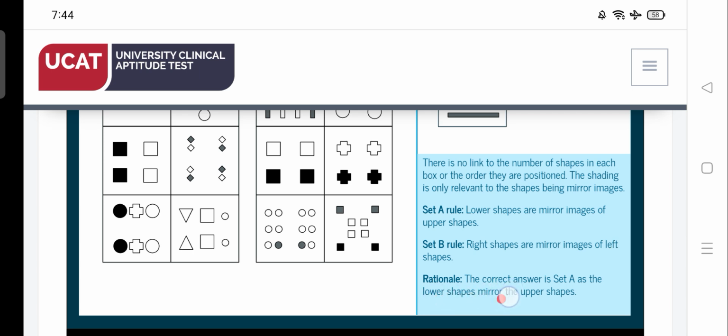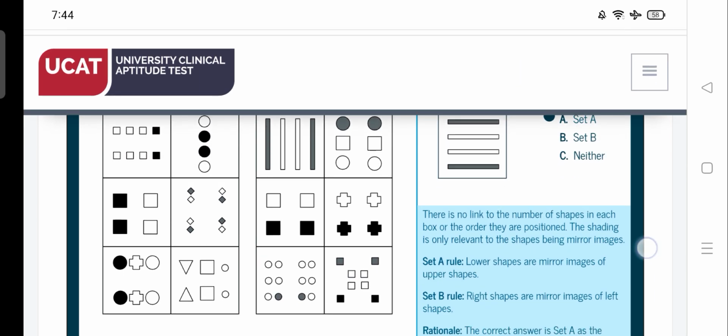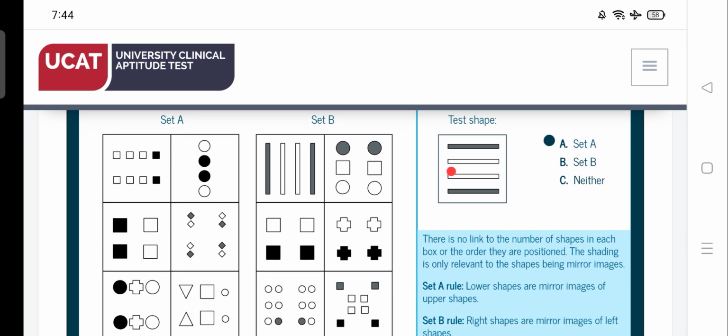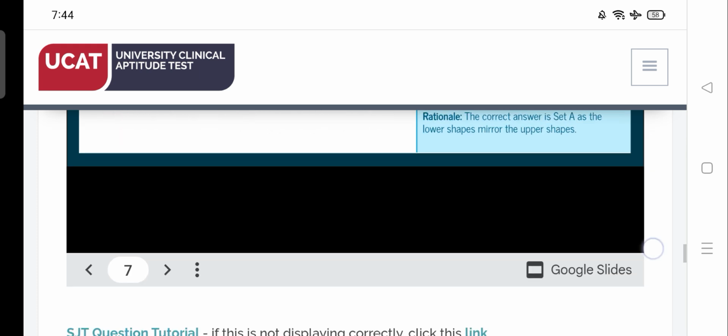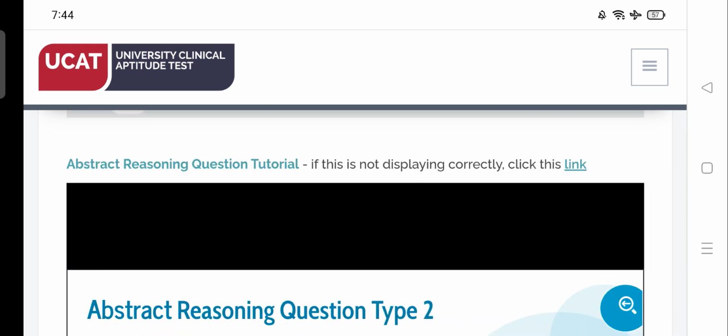Rationale: the correct answer is set A, as the lower shapes mirror the upper shapes. As you can see here, like in this part, the upper shape is the mirror image of the lower shape, like in set A. In every part, the upper and lower images are mirror images of each other. That's why the right answer is option A, which is set A.